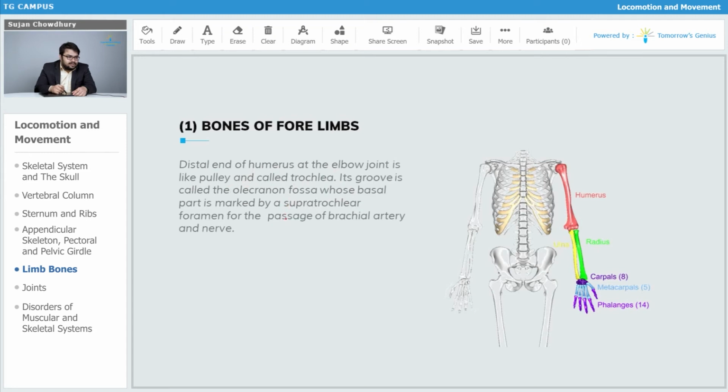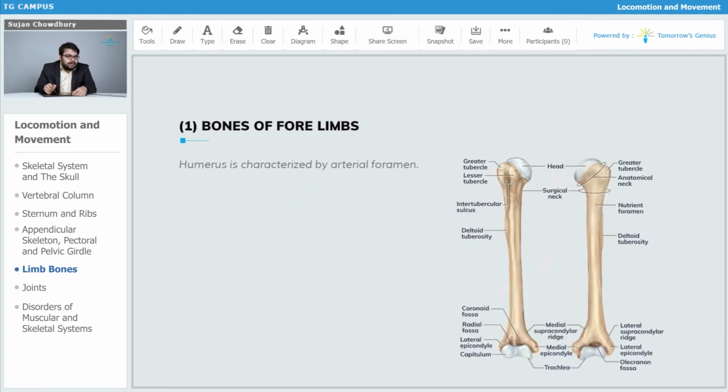The distal end of humerus at the elbow joint is like a pulley and called trochlea. Its groove is called the olecranon fossa, whose basal part is marked by a supratrochlear foramen for the passage of brachial artery and nerve. So this is the description of humerus, where we can understand that there is passage of brachial artery and the nerves associated with it. So that's how we can observe our humerus.